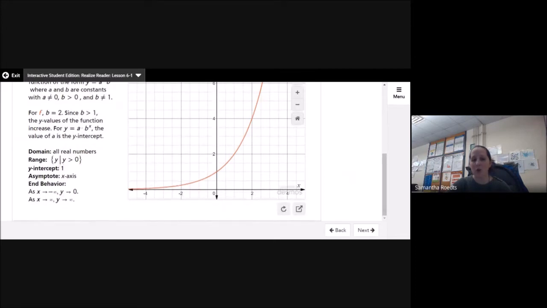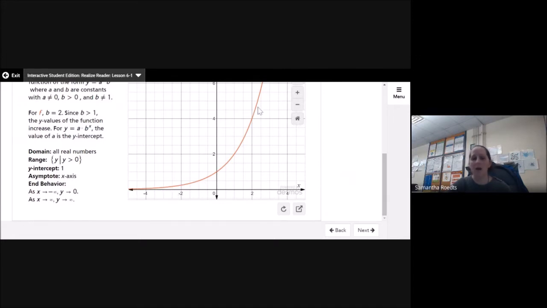My domain is all real numbers. My range is y, where y is greater than 0. I have a y-intercept at 1. I have an asymptote on the x-axis, and my end behavior: as x approaches negative infinity, y approaches 0, and as x approaches infinity, y approaches infinity. So as I go this way, I get closer and closer to 0, and as I go this way, I get higher towards infinity.